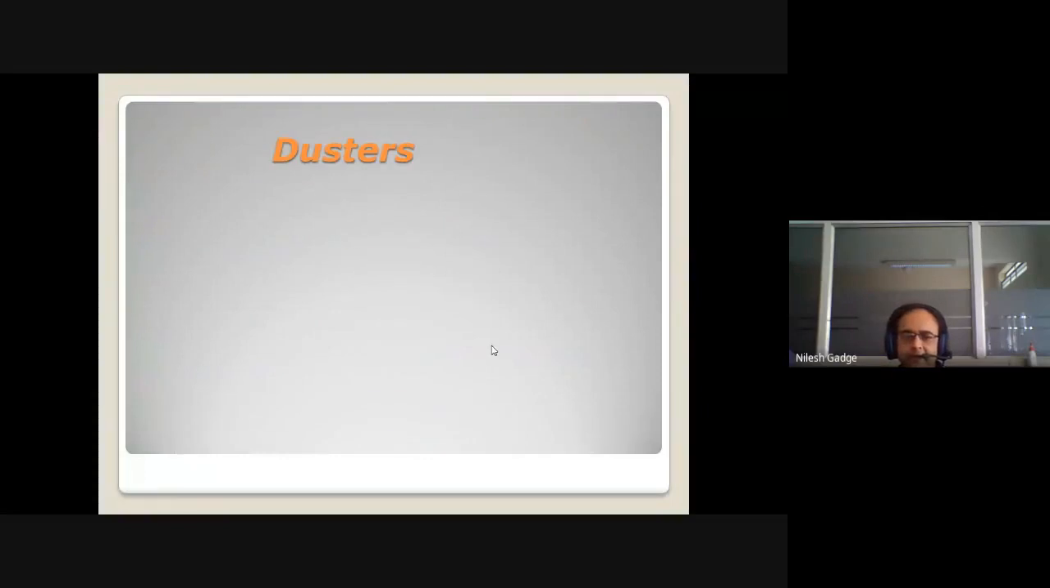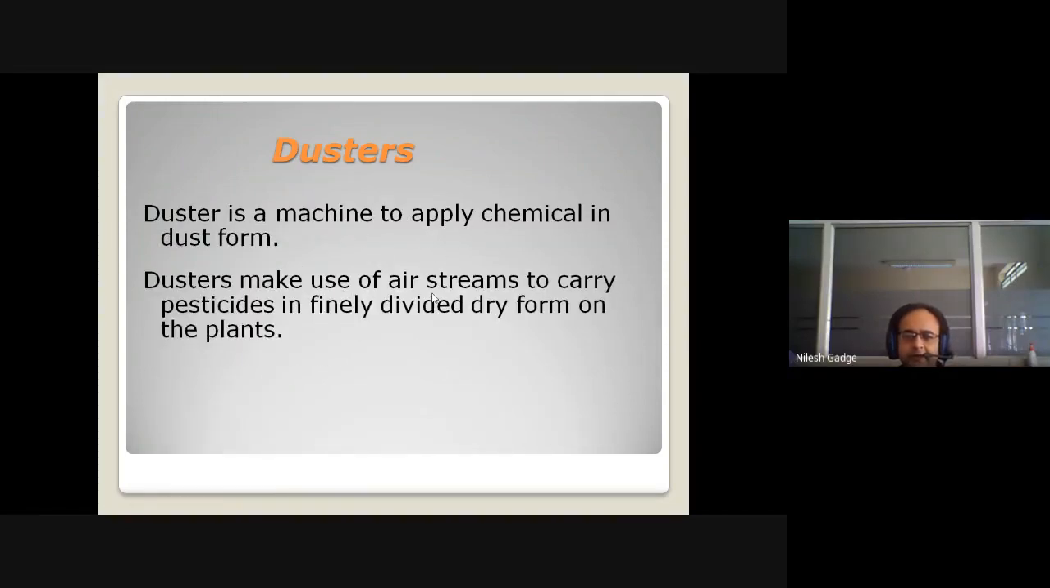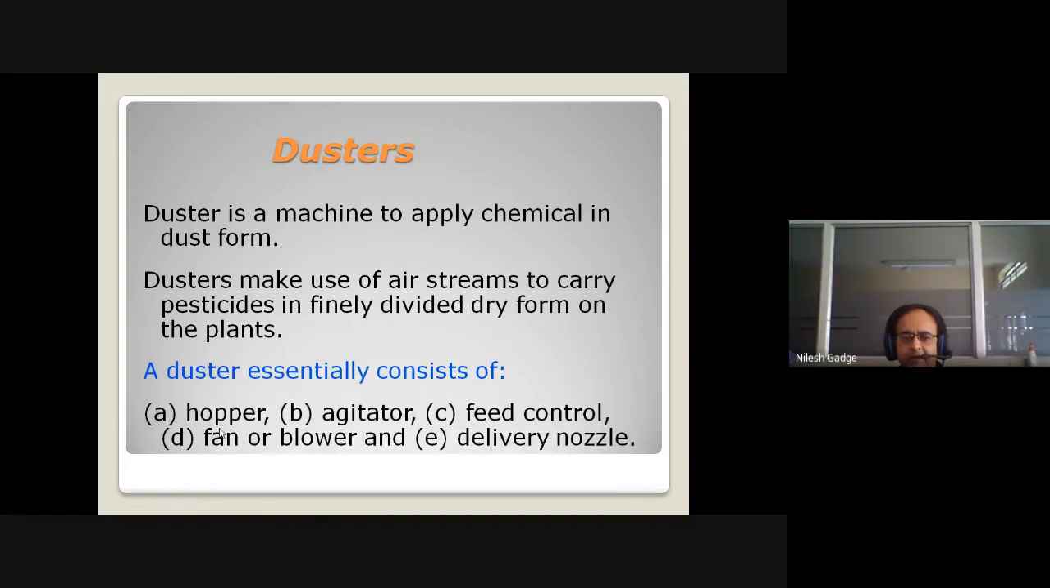Then we'll see the dusters. Okay, we have now seen the sprayers and the dusters. Now a duster is a machine to apply chemical in dust form. Dusters make use of air streams to carry pesticides in finely divided dry form on the plants. A duster essentially consists of a hopper, agitator, feed control, fan or blower, and delivery nozzle.